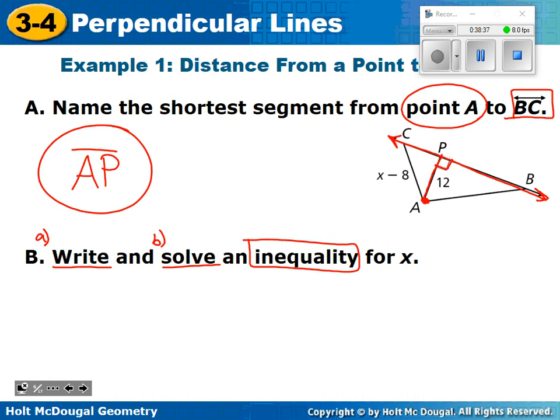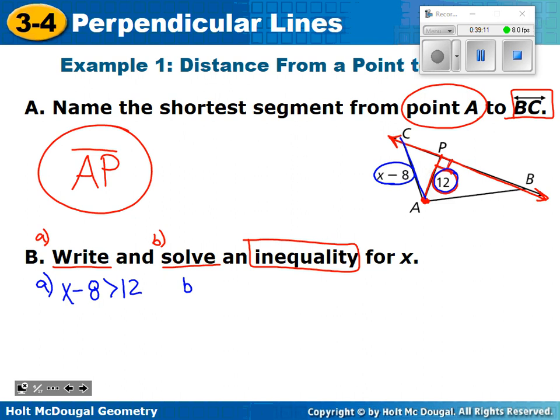So if AP is the shortest distance, and it's 12, what does that mean about AC, which is x minus 8? Careful. If AP is 12, what does it mean about x minus 8? Very good. X minus 8 should be greater than 12, right? Okay, so that's what you're going to write. Really easy. X minus 8 is greater than 12. It said write it, so make sure you do that.